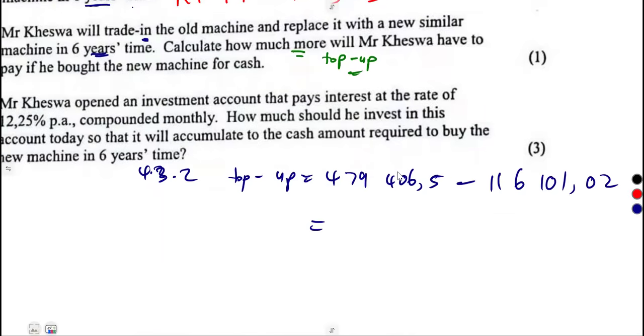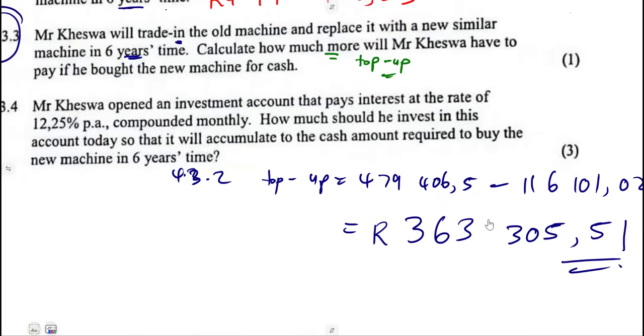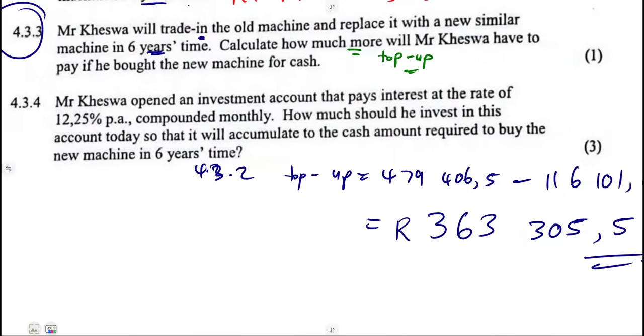So the difference of what he sees in the shop versus the worth of his machine, that's a trade-in. So that was going to give us a difference of 363305.51 to 2 decimal places. All right. So that's the top up that he must pay.